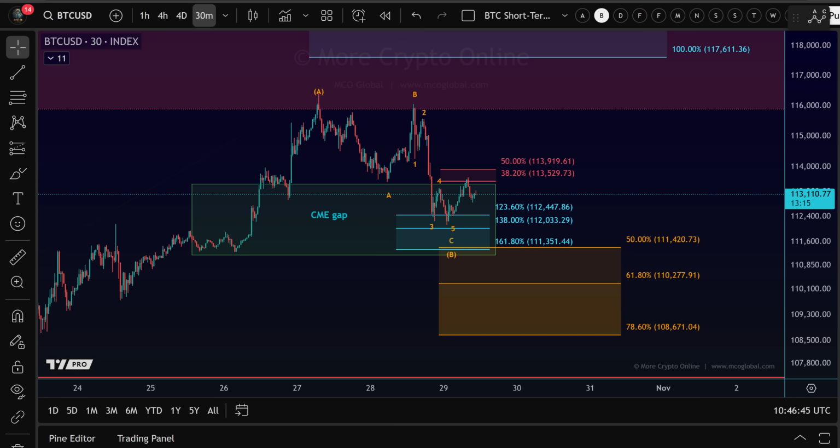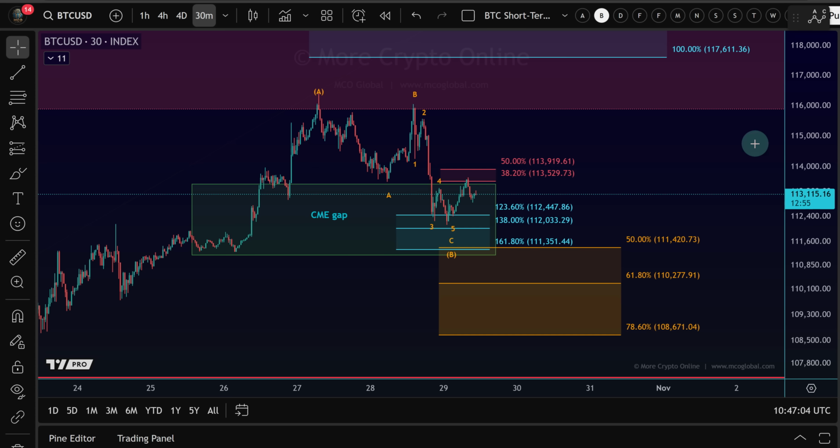It's between $113,530 and $113,919. This is our nearest resistance area, and you know this already if you watched the last video. So basically today all eyes need to be on this micro resistance area.